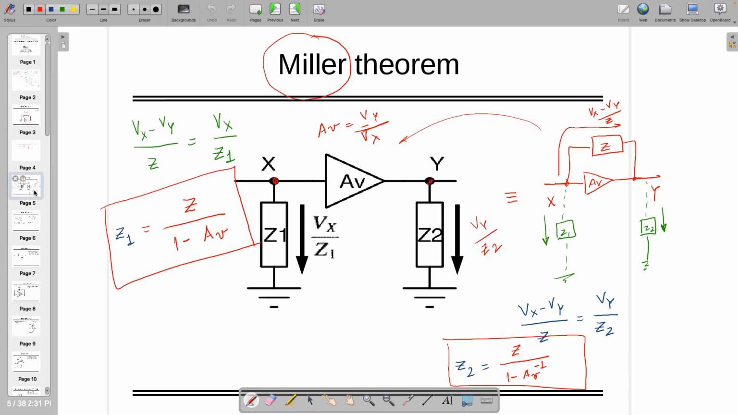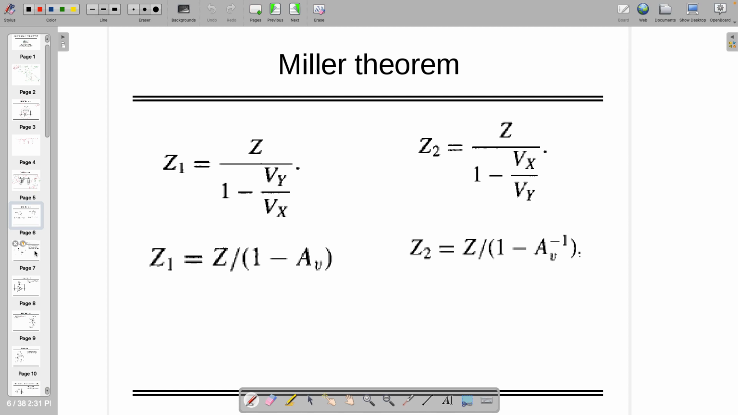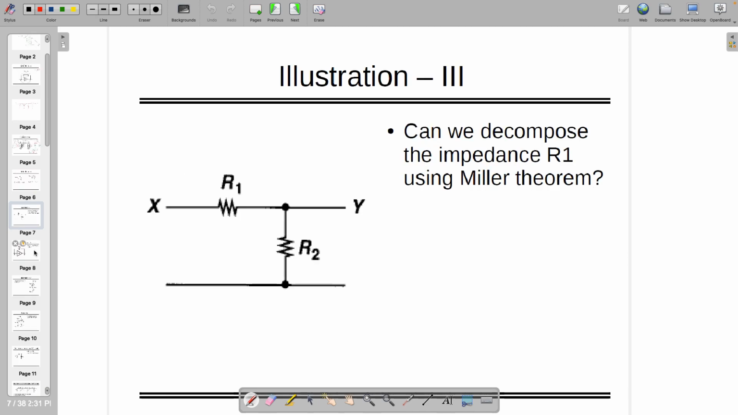But before that, let's do a small exercise. There is a simple question: can we decompose the impedance R1 into two different sides? Can we do that? Ritika, what do you think? Can we do that? Just now Miller has told something, right? Why no?